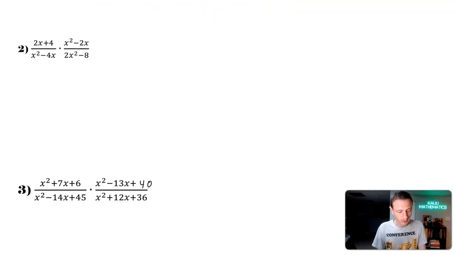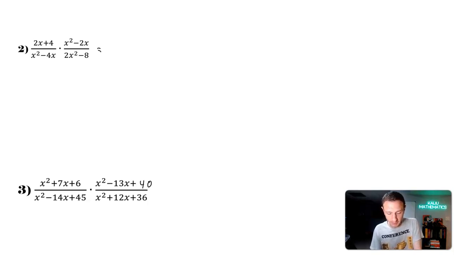So number 2: 2x plus 4 over x squared minus 4x times x squared minus 2x over 2x squared minus 8. So a lot of factoring is going to happen. So go through each individual term and try to factor out GCFs. Then look to see, does that create a perfect square or a difference of two squares? Does it create some sort of trinomial? What does that generate?